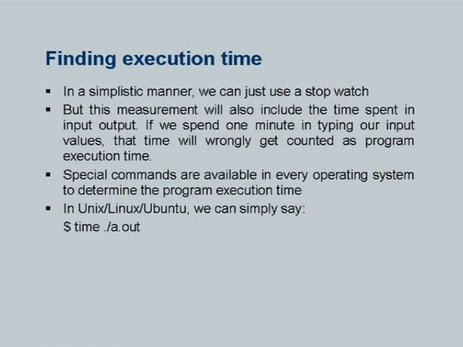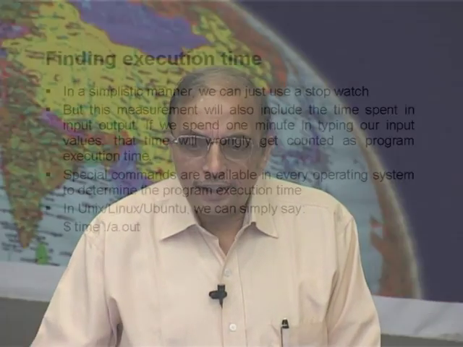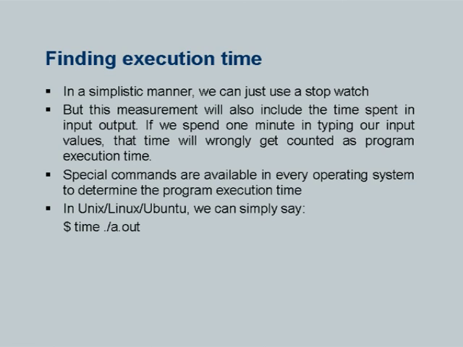Because this need of measurement of time has been recognized right from the early days of computing, most operating environments provide special commands to measure the program execution time. In Unix or any variant of Unix, any variant of Linux, such as Ubuntu that we are using, we can simply say time followed by ./a.out. So ordinarily we would be giving this command to execute our program, or the name of an executable file if we have created that using the compiler. But if we just give this command, this will produce the normal output and perform the normal computations that are contained in our program. If we say time followed by this command, then we get some special output.